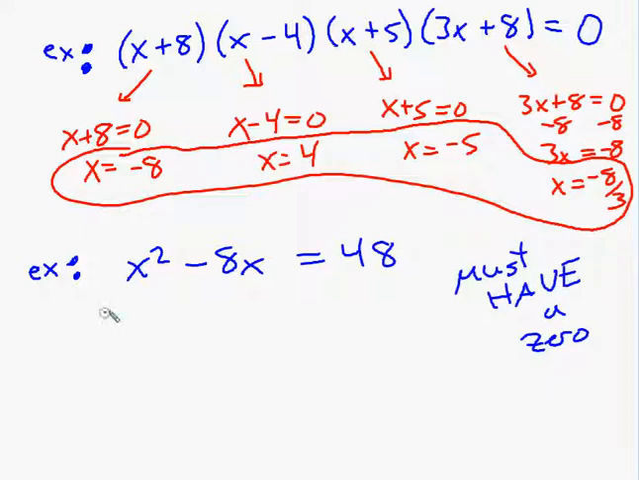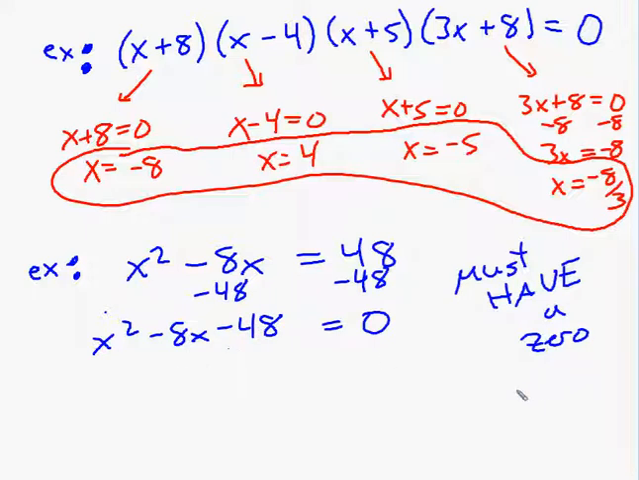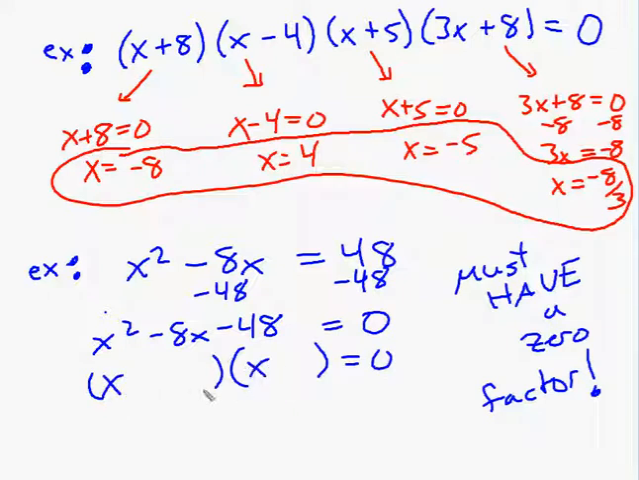So I subtract the 48 first. Everything has to be on one side. So I need a 0 on the right-hand side. If I don't have it there, I need to get it. After I get the 0 there, then, if it's not factored, I factor. So now I'm going to factor this. x, x.